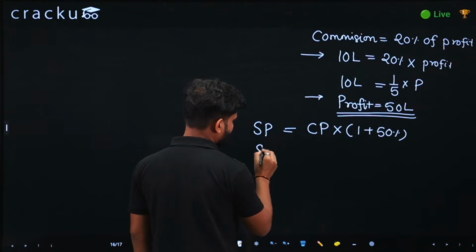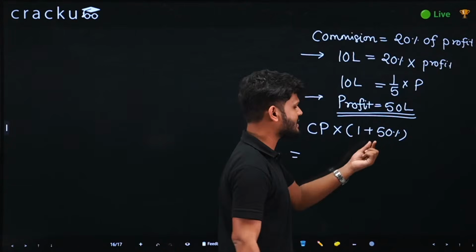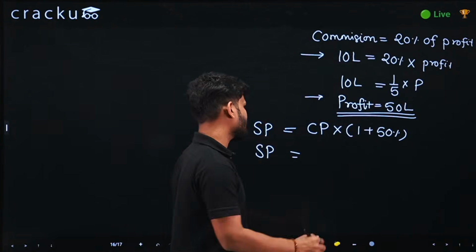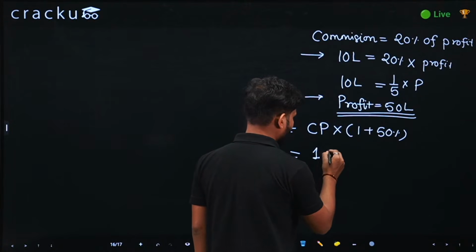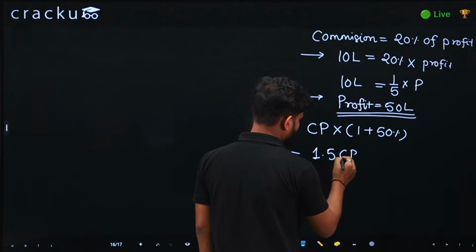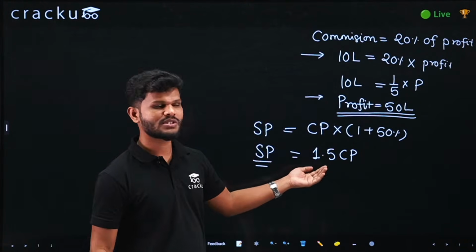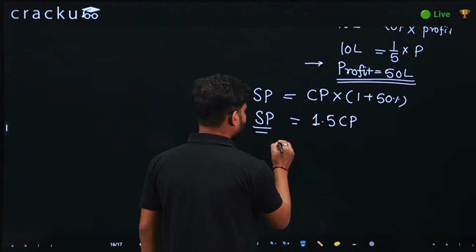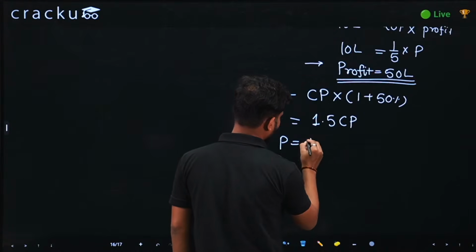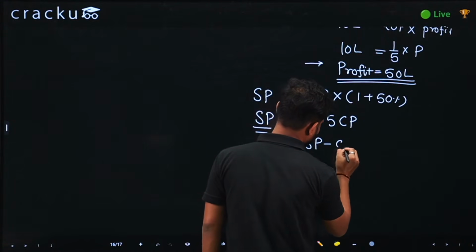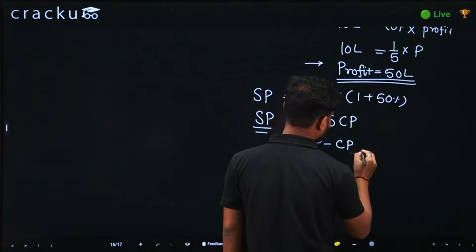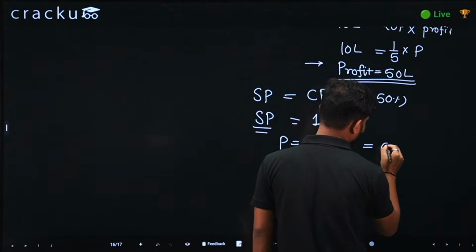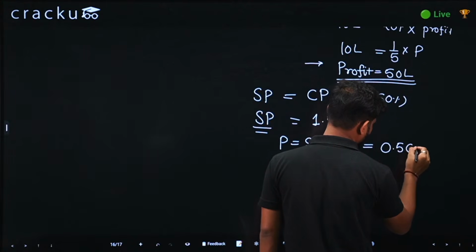So selling price will be 1 plus 50%. 50% is 50 by 100, which is 0.5. So it will be 1.5 into cost price. So at 1.5 times the cost price, he sold the flat. Okay. What will be the profit? Profit will be SP minus CP. What is SP minus CP? It is nothing but 1.5 CP minus CP. It will become 0.5 cost price.